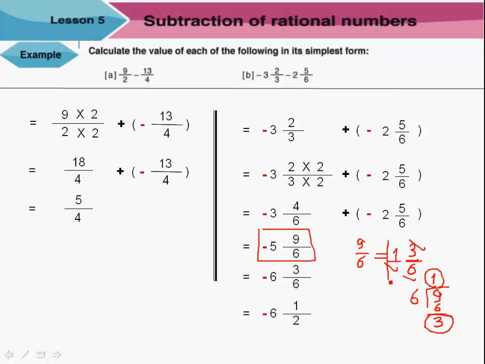So 1 and 3 over 6. But here we have 5. So we have to add 1 to 5, which gives 6, and this is the fraction. But you have to put it, as I told you, in the simplest form, like this.